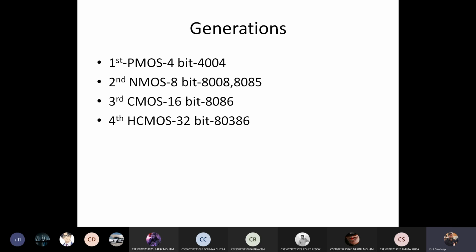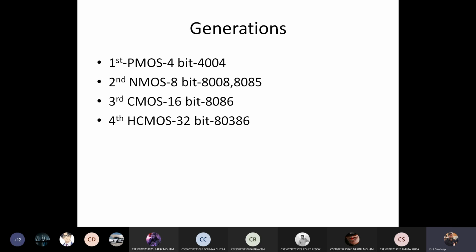And the 32-bit machine has more performance and speed when compared to the 16-bit microprocessors. That is the 4th generation. We call it HCMOS technology, and it is a 32-bit machine, and the example is the 80386.